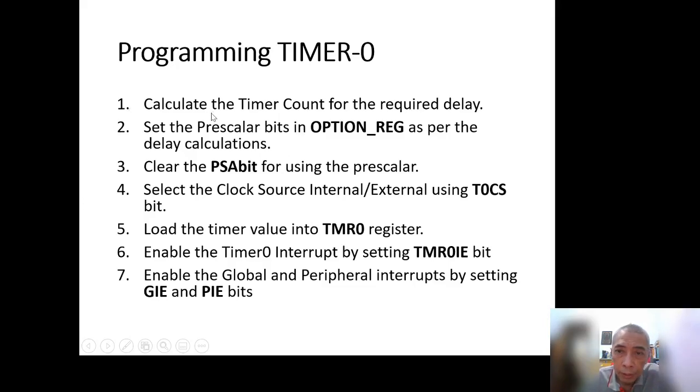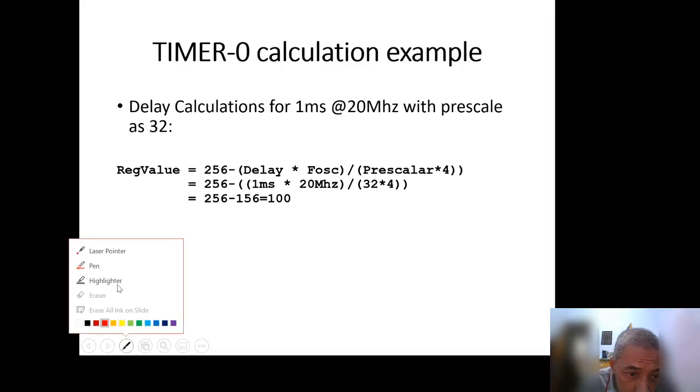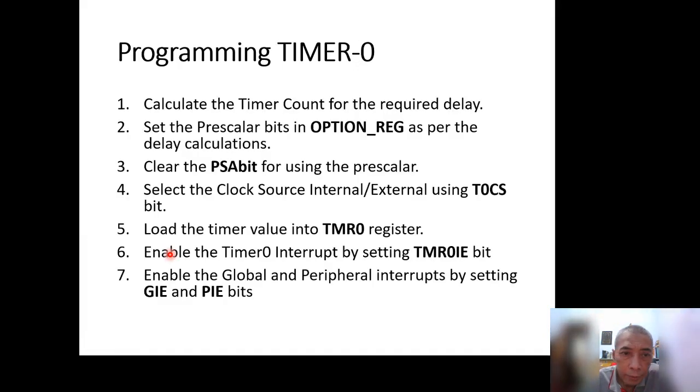The next one is how to program Timer0 itself with 7 steps. The first step is to calculate the timer count for the required delay using this kind of equation. Then you set the prescaler in the option register, and clear the PSA bit because you have to use the prescaler. Then select the clock source, internal or external, using T0CS. Load the timer value into the TMR0 register, enable the interrupt, and also enable the global and peripheral interrupts by setting the GIE and PEIE bits.